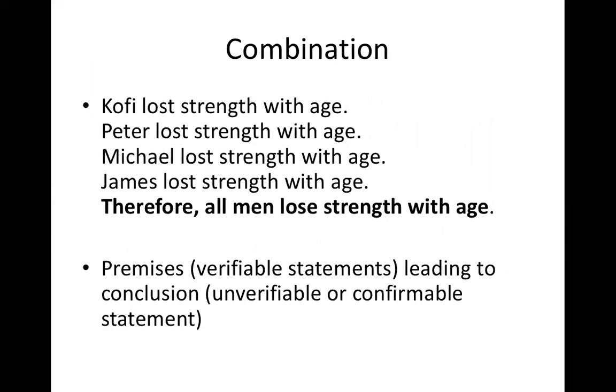We can combine them. Verifiable statements are normally premises. Confirmable statements are normally conclusions. And that is how you build your inductive arguments. Inductive arguments are normally made from verifiable statements as premises and confirmable statements as conclusions. Kofi lost strength with age. Peter lost strength with age. Michael lost strength with age. James lost strength with age. Therefore, all men lose strength with age. So, verifiable premises and a confirmable conclusion. The conclusion is supposed to be confirmed or disconfirmed by the premises.